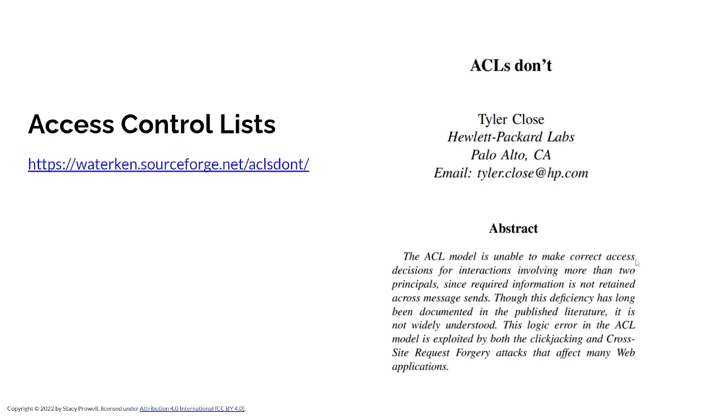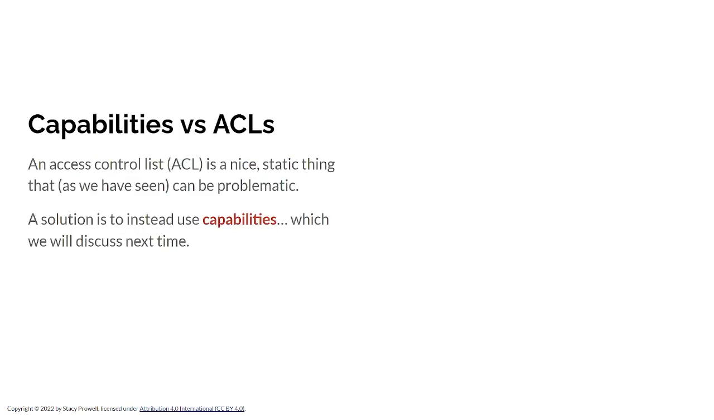ACL models are unable to make correct access decisions for interactions involving more than two principals, right, the person and the compiler, since required information is not retained across message sends. And that makes sense, right? The compiler was going to write to the billing file on my behalf, but it shouldn't be able to do that, right? I don't have permission to write to that file. It should only be able to write the billing file for its own purposes, not because I told it to. All right. The solution to that is something called capabilities, okay, which we'll talk about next time.